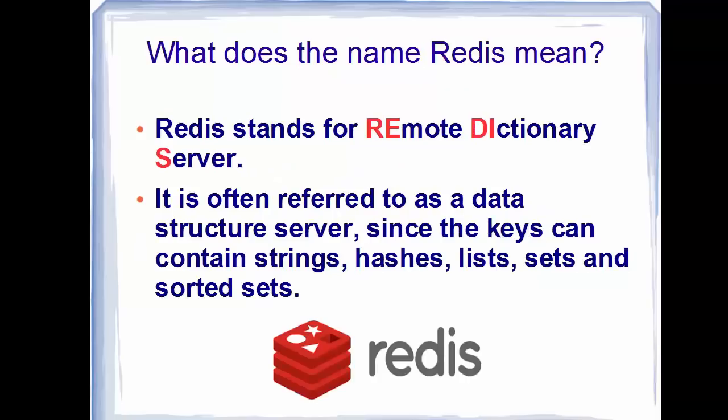Now what does the name Redis mean? Redis stands for Remote Directory Server. It is often referred to as a data structure server since the keys can contain strings, hashes, lists, sets, and sorted sets. Because the keys can contain these different types of data structures, it's often referred to as a data structure server, right? So the name comes from Remote Directory Server.